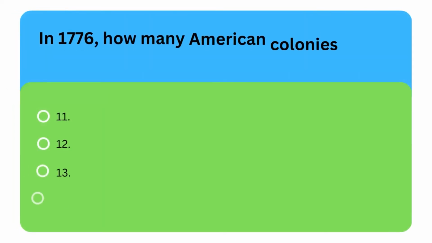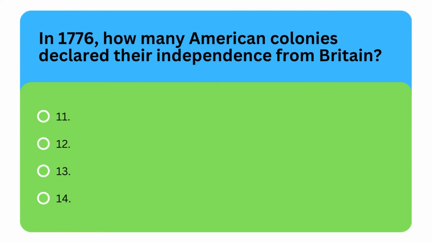Next question is, in 1776, how many American colonies declared their independence from Britain? Options are 11, 12, 13, or 14. So the correct option is third option, 13.